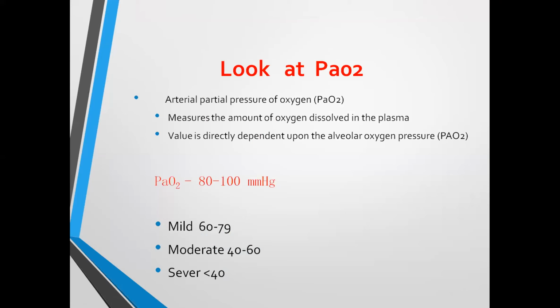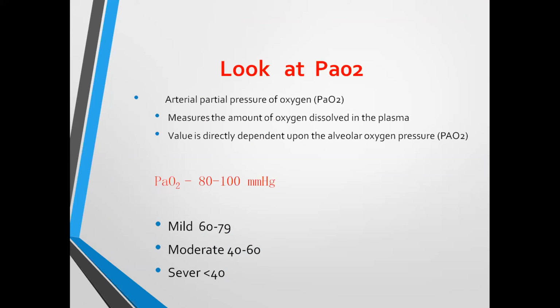The other parameter is PaO2. PaO2 is basically the arterial pressure of oxygen. It shows the amount of oxygen dissolved in the plasma, and this value is directly dependent upon the alveolar oxygen pressure. The normal value is 80 to 100 millimeters of mercury.